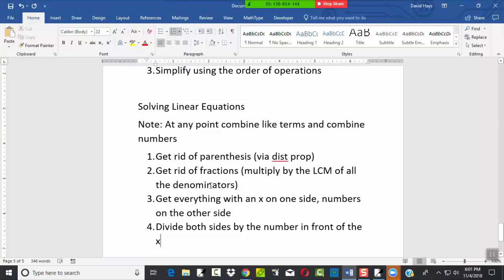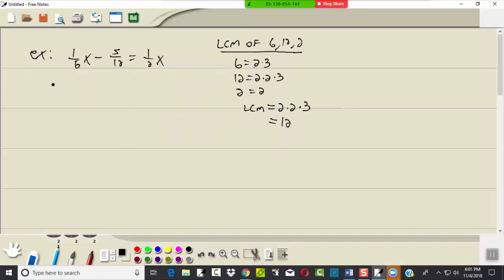And that says we multiply by the LCM of all the denominators. So we're going to multiply everything by 12. Now when I say everything, I'm talking about what's separated by pluses, minuses, and equals. So we multiply it times this 1/6x. Now here's a minus. So we multiply it by the 5/12. Here's an equals. So we multiply it by the 1/2x. So again, you multiply it by what's separated by pluses, minuses, and equals.